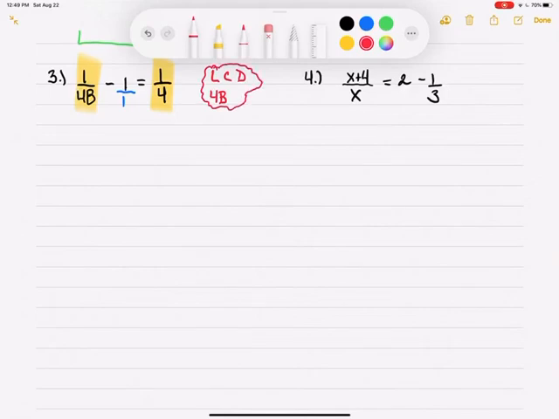Okay. So now what I need to do is change 1 and 4 to make it look like 4b. To get 4b from 1, I need to multiply by 4b. And whatever I do to the bottom, I'm also going to do to the top. To get 4 to become 4b, I need to multiply by b. And this isn't going to change because its denominator is already 4b, so I don't need to worry about it.